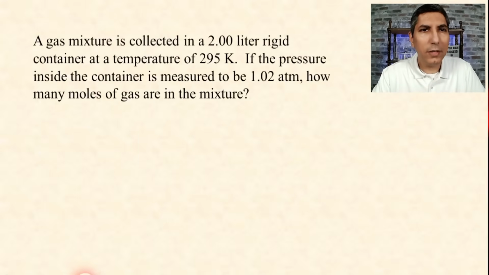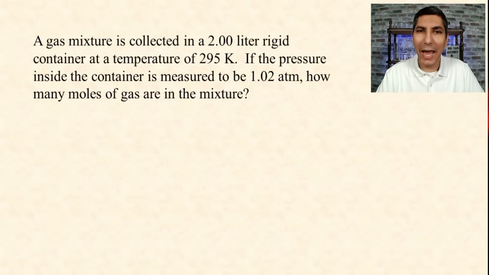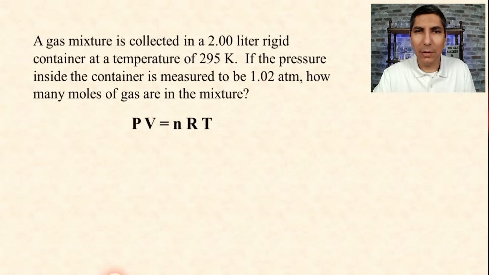As we move on, let's take a look at some gas laws here. So this is also part of Unit 3, knowing about the gas laws. So here we have a gas mixture that is collected in a 2.00 liter rigid container at a temperature of 295 kelvins. If the pressure inside the container is measured to be 1.02 atmospheres, how many moles of gas are in the mixture? So we have a perfect setup here for the ideal gas law.